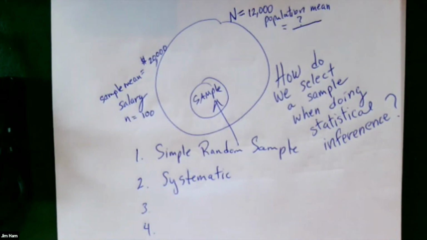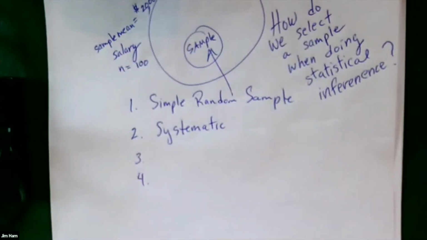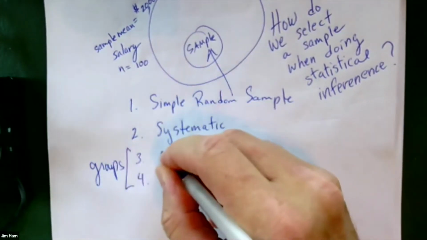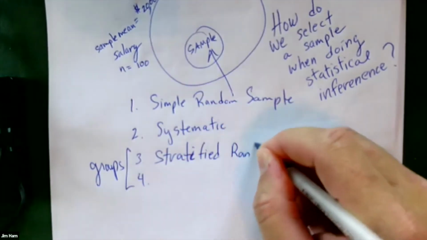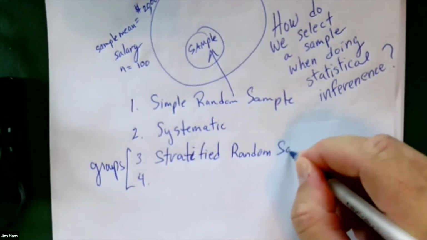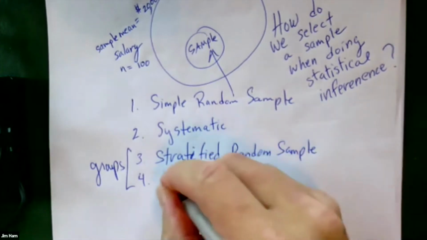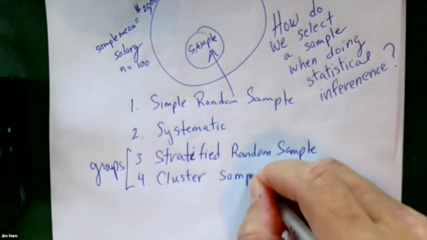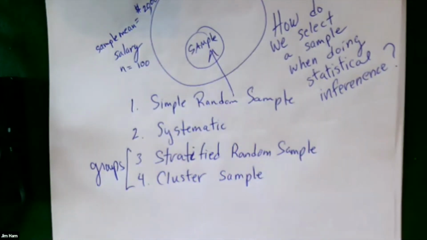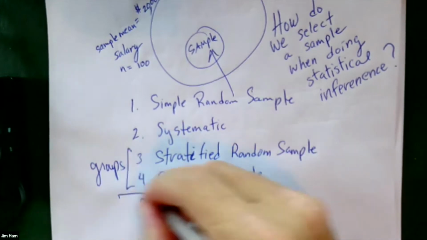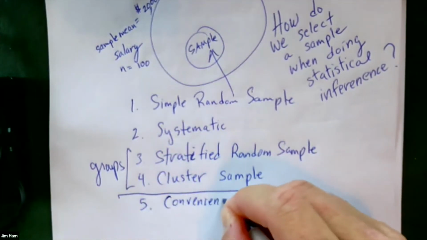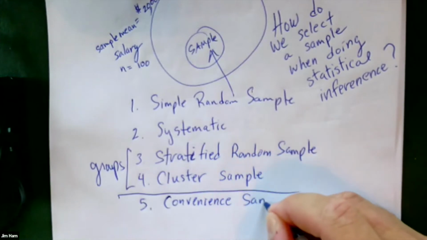Okay, continuing with the sampling techniques, there are two that involve groups, and that's where we left off last time: a stratified sample and a cluster sample. These first four all involve some kind of random selection of individuals. And the last one is one that's used a lot, but it's not a random sample.